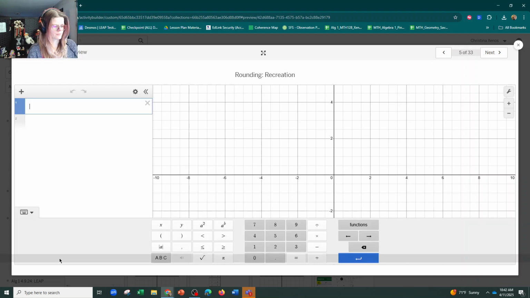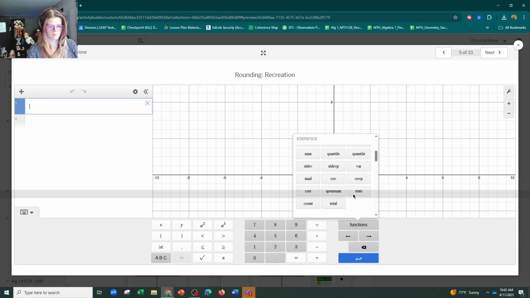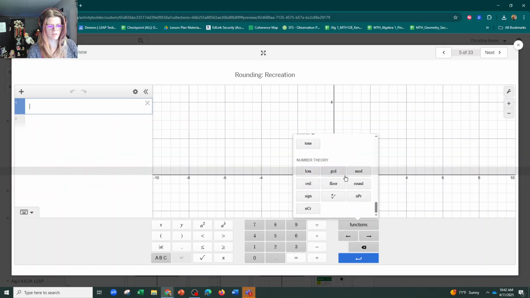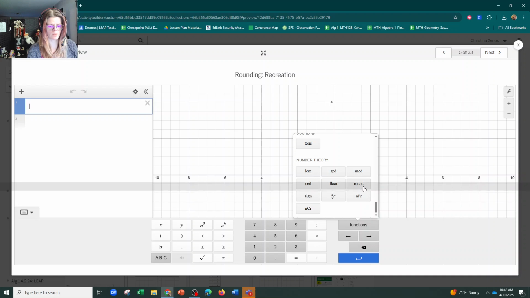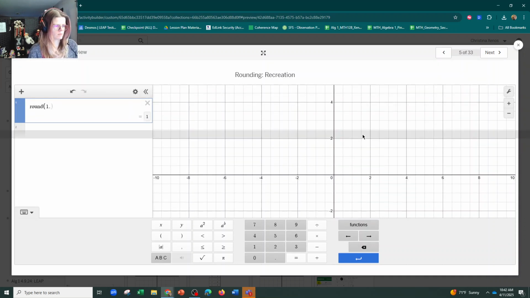Keyboard, Functions, scroll down, scroll down, scroll down. Round is under number theory. So this is a pretty big menu. You got to scroll all the way to the bottom around here. And what was our number? I don't know. It really doesn't matter. 1.23587.6. And then put comma.